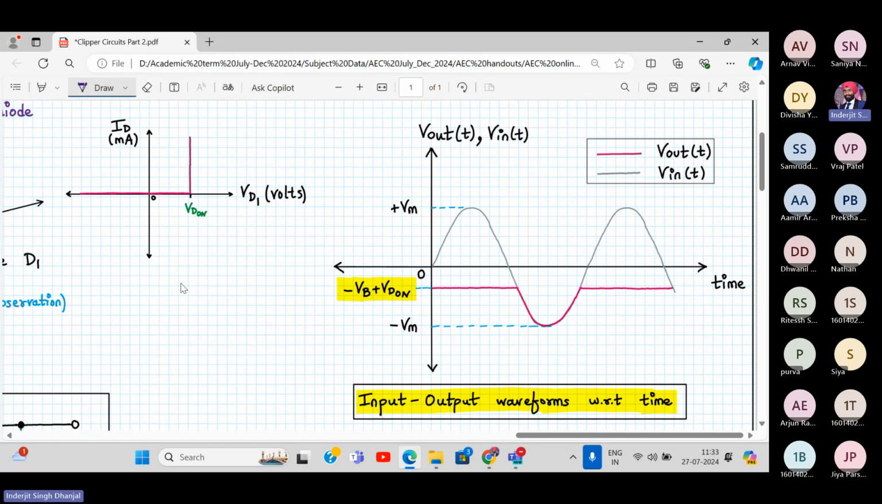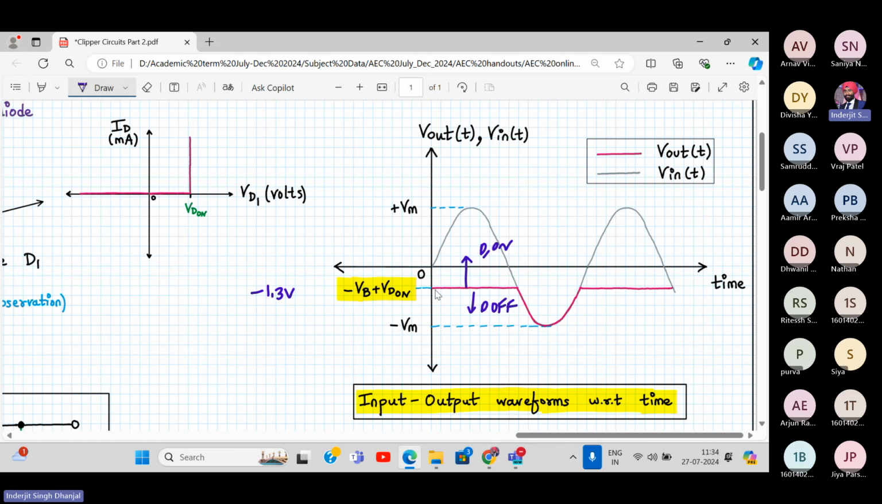So what is VD on minus VB? VB is 2 volt and this is 0.7, so 0.7 minus 2 volt will be minus 1.3. That's why it's coming down. Understood this? So this is my clipping level. Above this clipping level, my diode is on, and below this clipping level, my diode is off. When the diode is off, the output follows the input.